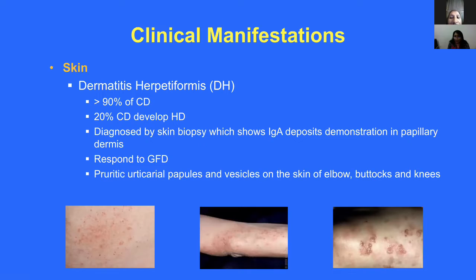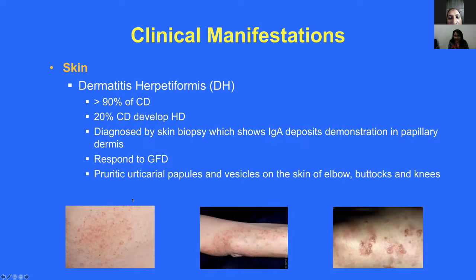Skin is a very common presentation in patients with celiac disease. Almost 90% of patients with dermatitis herpetiformis, more than 90% in fact, have celiac disease. In the opposite way, 20% of celiac disease patients over a period of time develop dermatitis herpetiformis. How do we diagnose? We can diagnose this by skin biopsy, in which we see IgA deposits in the dermis. This problem responds to a gluten-free diet.